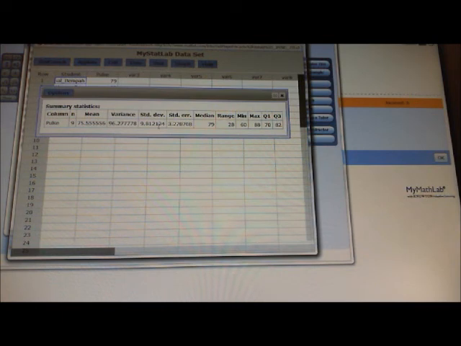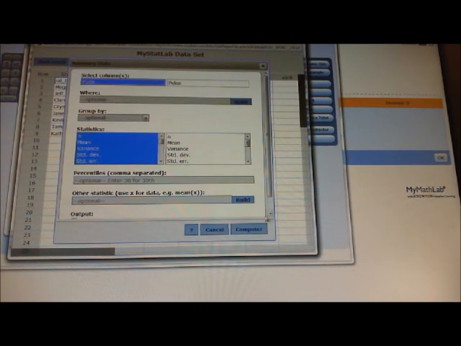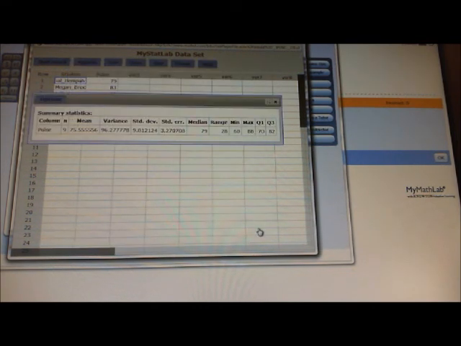So this is a nice way to find mean, median, standard deviation, variance for the first couple sections. Just click on Stat, Summary Stats, and it's a column of information, and it's in Pulse. Easy enough.